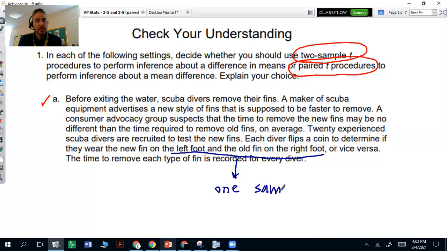Because you're comparing the difference between the two fins, but you're using one sample where each person is controlled, that's going to be a paired t. So paired t-test or matched pairs t-test. And then the parameter is going to be mu d, the difference from each one of those.